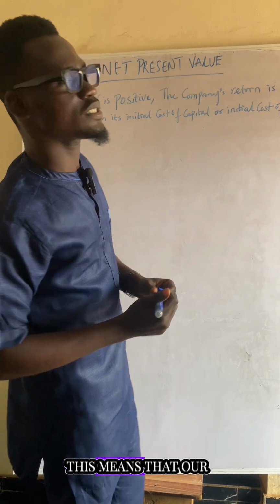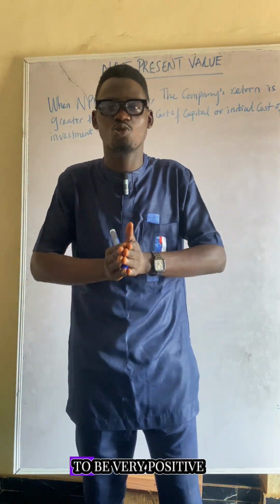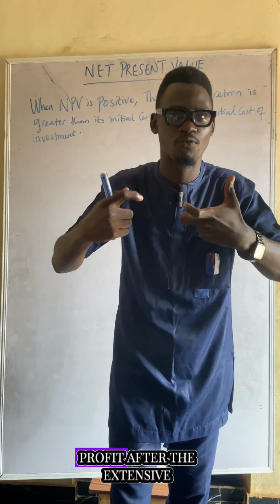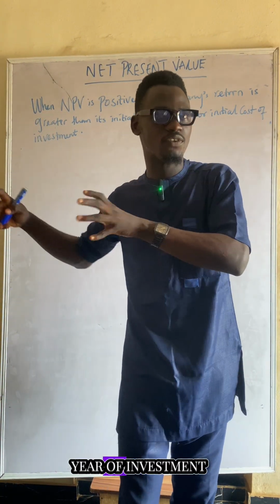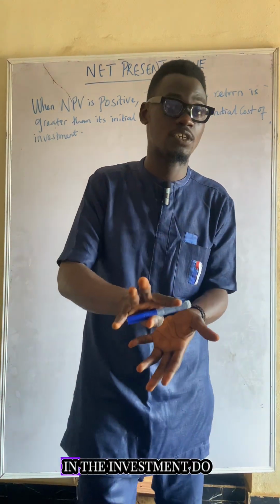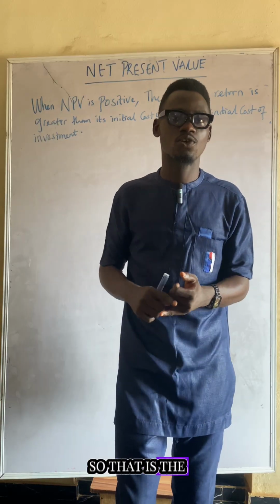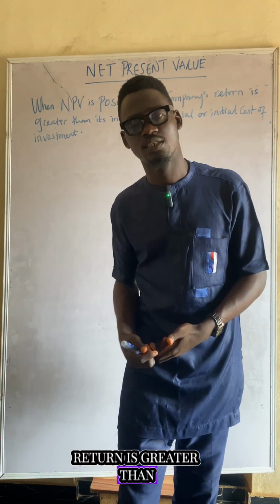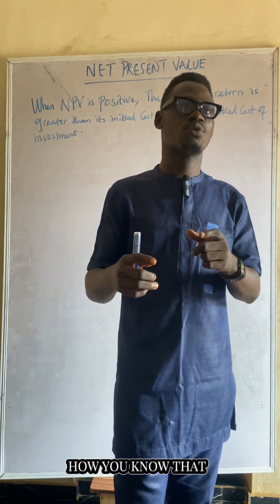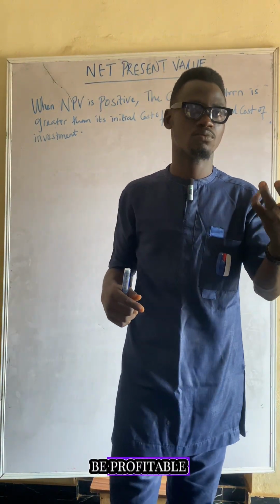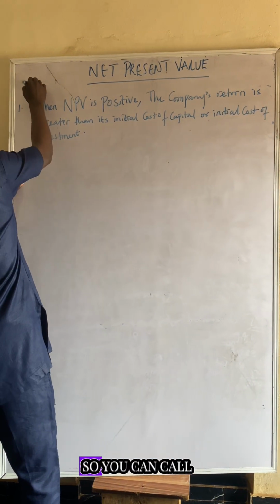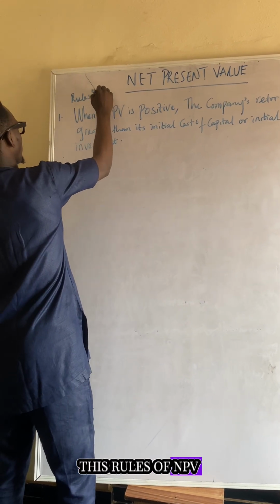What does this mean? This means that our net present value tends to be positive if the company's return, that is the generated profit after the extensive years of investment, is greater than the initial amount of money the company used in the investment. Do you get it now? So the company's return is greater than the company's cost of capital or initial investment. That is how you know that your NPV is profitable, whenever it is positive. Is that okay? We call this rule 1. You can call these the rules of NPV.